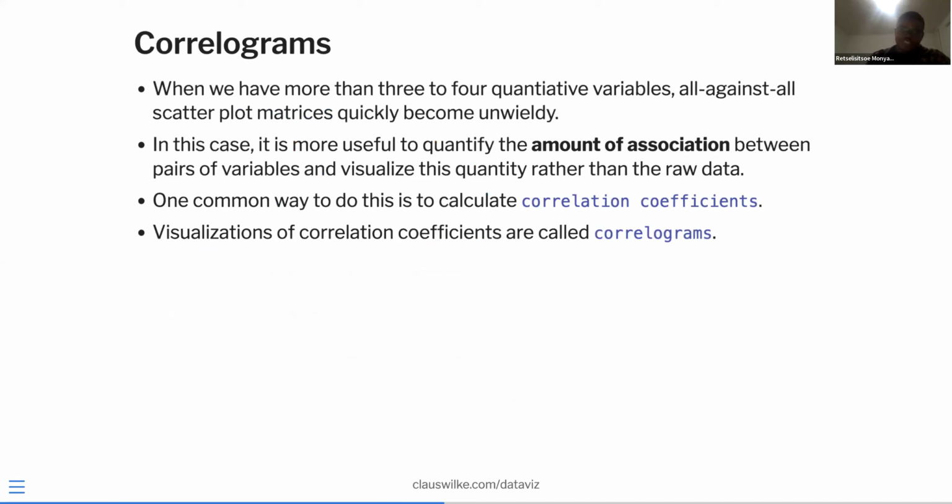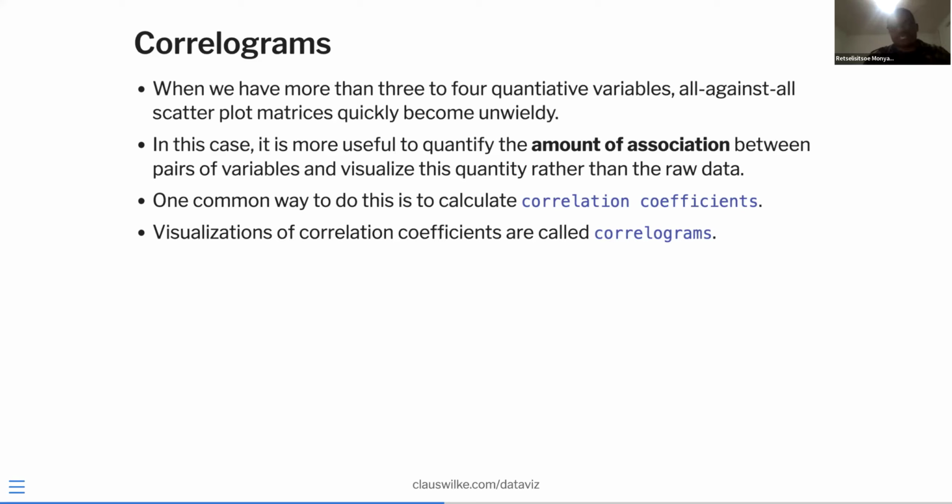All right, so I should point out this is one of two slides that are text heavy. I've tried to not make them super text heavy, but I thought there were a number of things I needed to point out, and I was sure I would forget them if I didn't write them down. So when we have more than 3 to 4 quantitative variables, all against all scatter plot essentially becomes unusable.